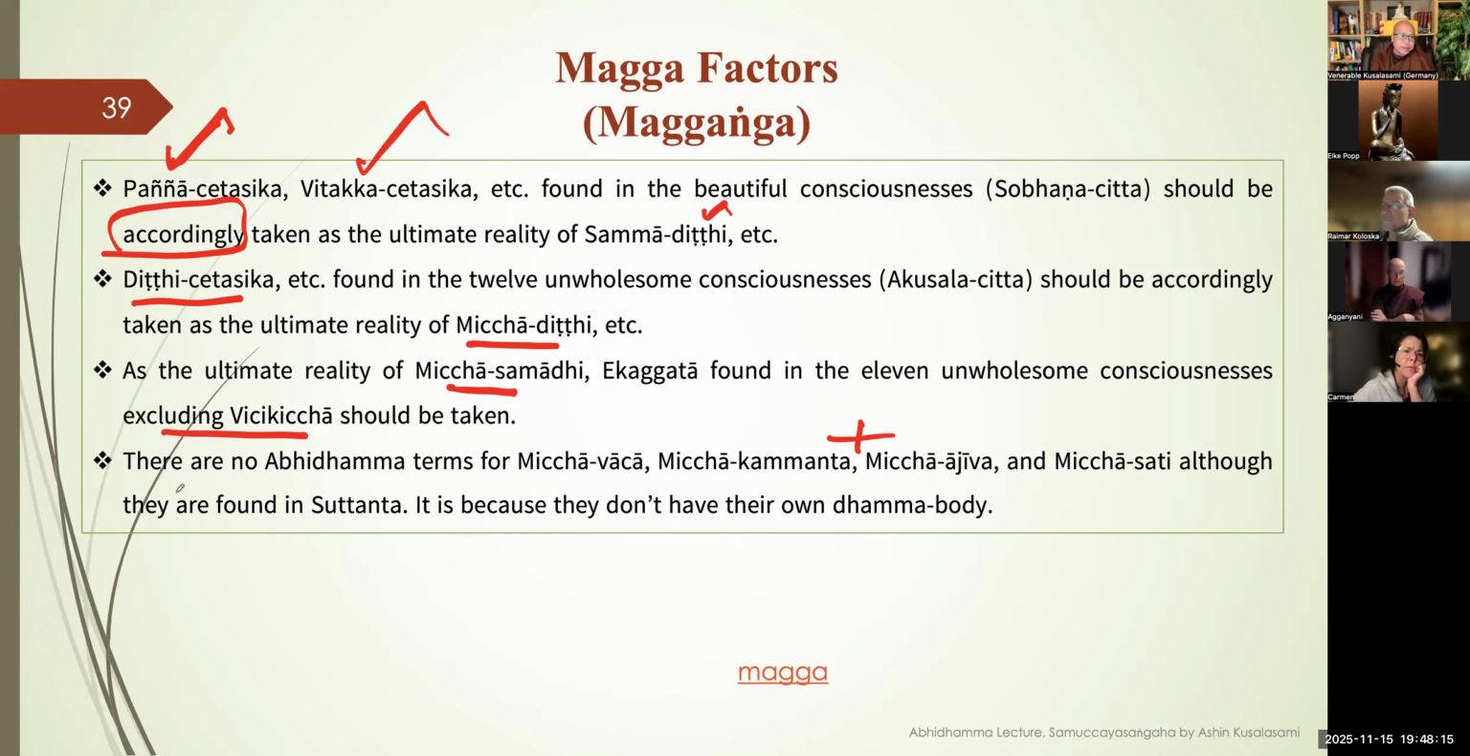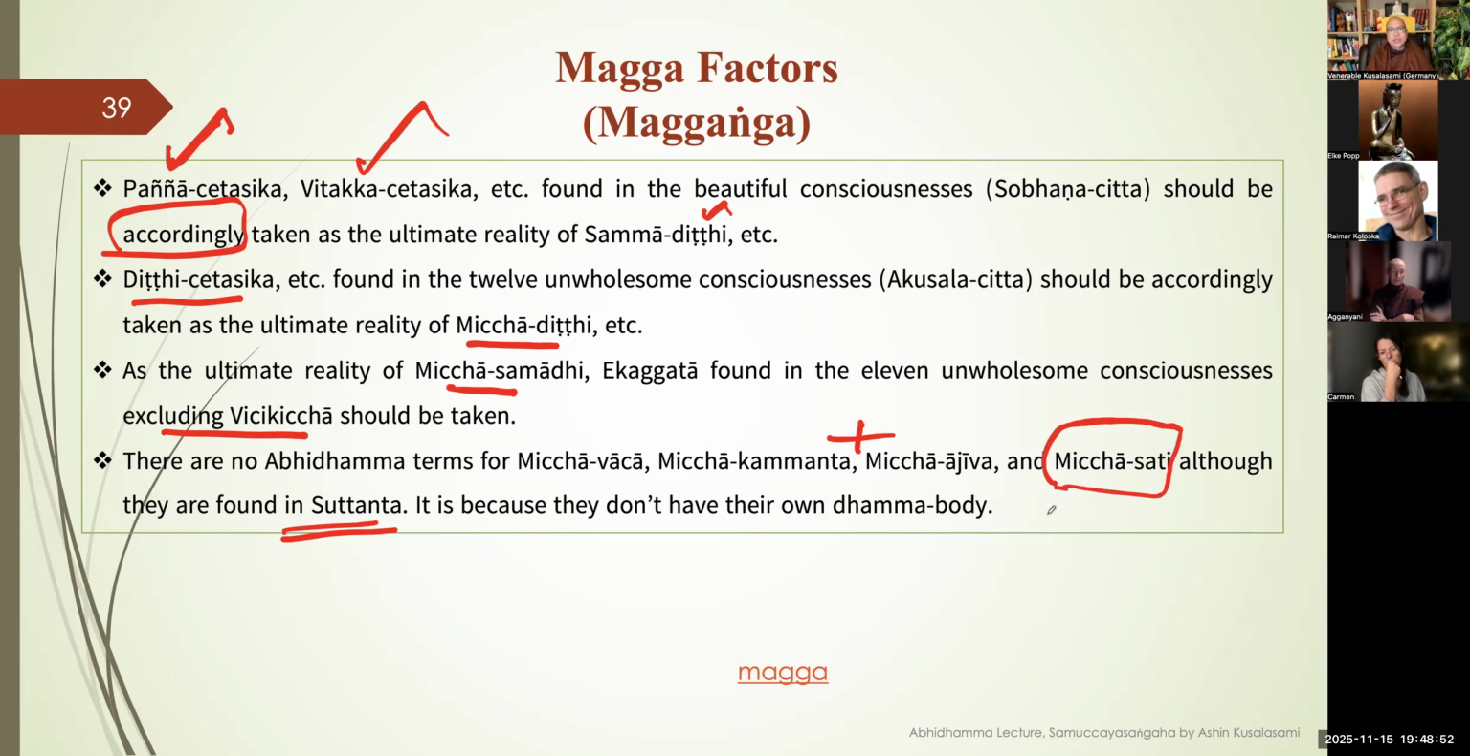So here there is no Abhidhamma term for Mecha Vaja, Mecha Kamanda, Mecha Ajiva, but Mecha Sati too, although they are found in the Suttanta. In the Suttanta, the Buddha used these terms a lot, to avoid Mecha Vacha, Mecha Kamanda, Mecha Ajiva, Mecha Sati too. But Mecha Sati is very rare. So why is there no Mecha Sati regarding this question? Some commentaries say Sati is always Sama, right? So we don't need to differentiate Mecha Sati and Mecha Samadhi. But I like that comment.